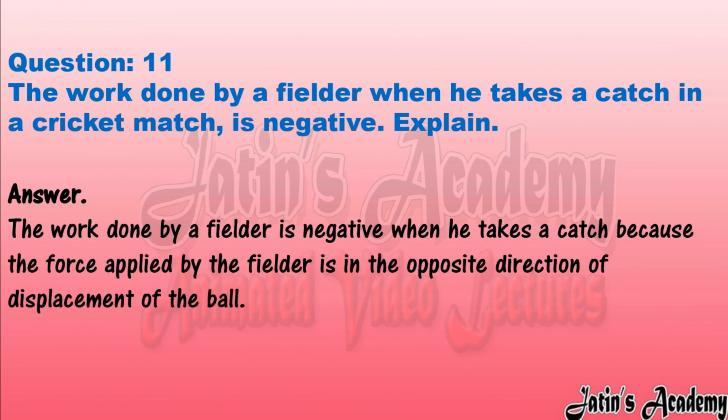Question 11. The work done by a fielder when he takes a catch in a cricket match is negative. Explain. Answer. The work done by a fielder is negative when he takes a catch because the force applied by the fielder is in the opposite direction of displacement of the ball.